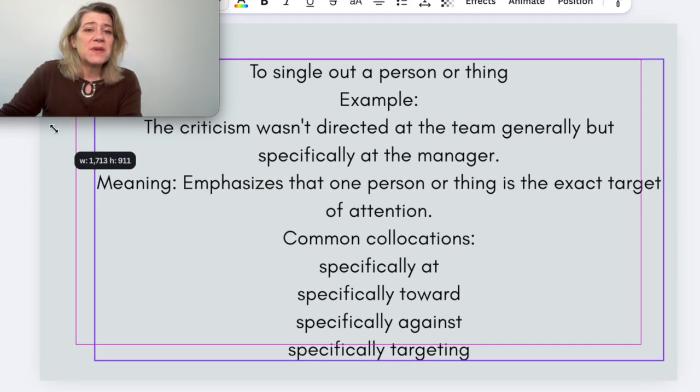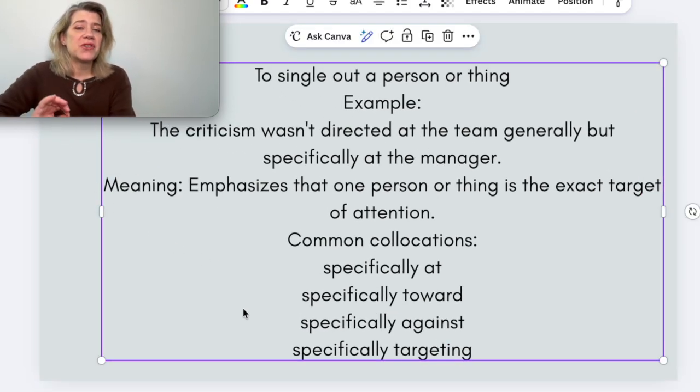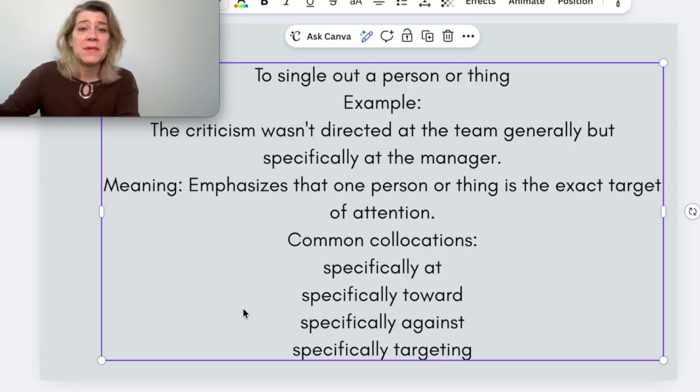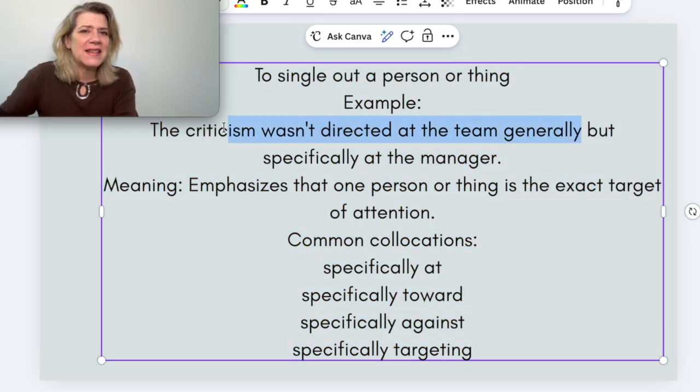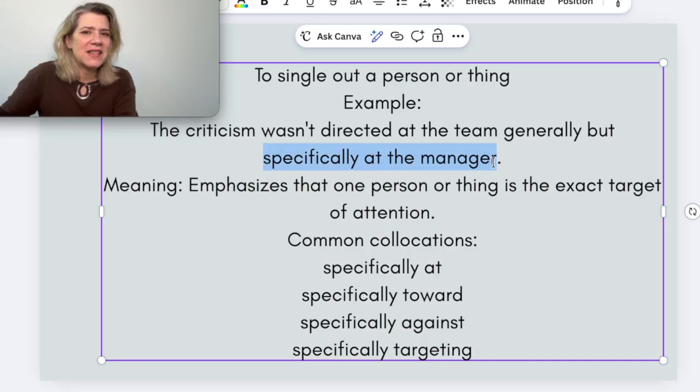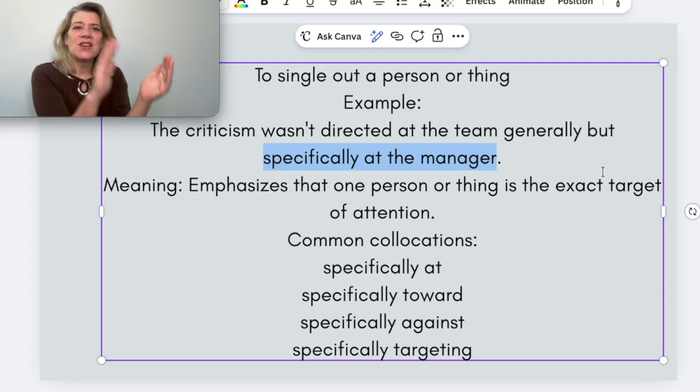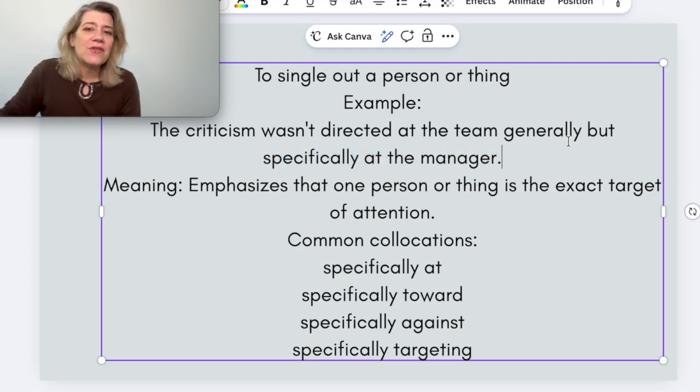We use specifically to single out a person or thing. For example, the criticism wasn't directed at the team generally, but specifically at the manager. Okay, so if you don't know what the word specifically means, but you know the word generally, you can figure out what specifically means by the context, because we have a but here. The but means that this part of the sentence is going to be different from this part of the sentence. It's going to be the opposite. So it's not directed here, it's directed here. So generally would be an opposite for specifically.